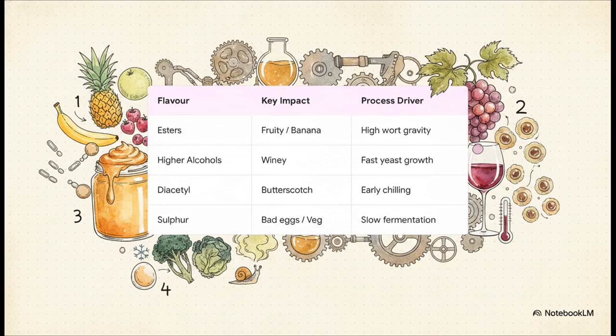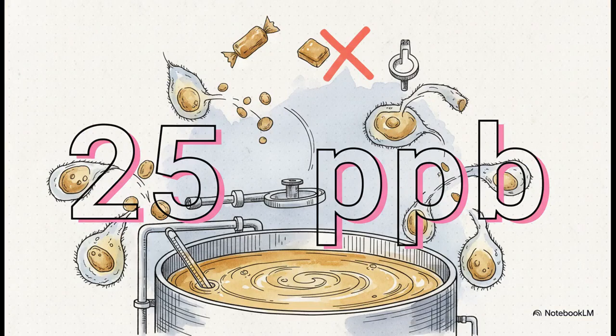If you boost wort oxygen, raise the temperature, or increase FAN, you turbocharge yeast growth, which inevitably cranks up higher alcohol production. Now let's talk about diacetyl. This is the compound that tastes like butterscotch or toffee. Sure, it's sometimes acceptable in certain traditional ales, but in a crisp lager, it is a massive, severe flaw.